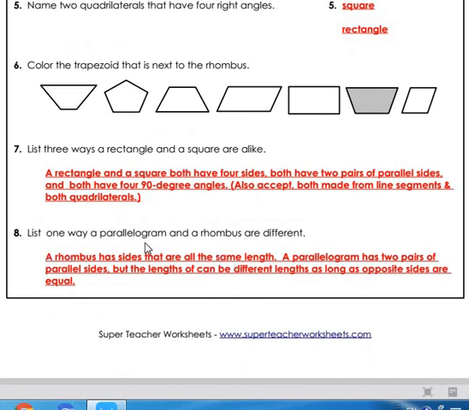List one way a parallelogram and a rhombus are different. A parallelogram does not need to have all sides the same. This is the parallelogram. Each two opposite sides are parallel, but they can be different in length. Can you see here? This one is different from this one, and this line is different in length from this line. But a rhombus has sides that are all the same length.